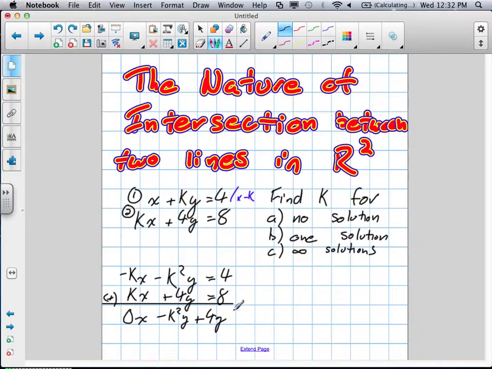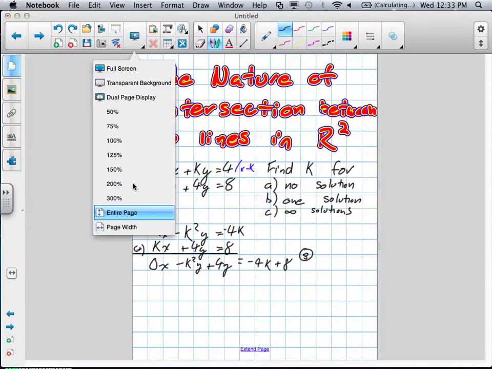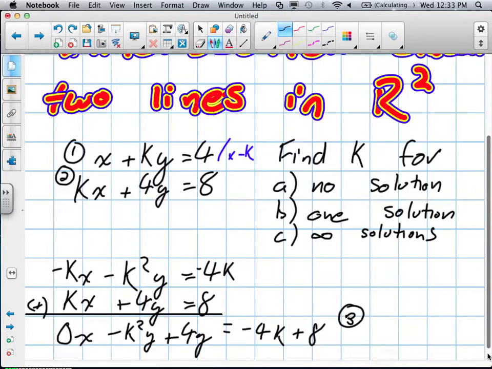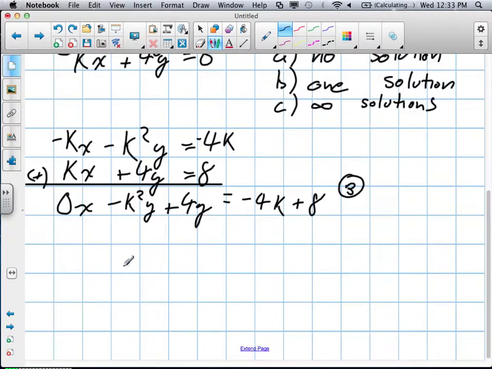And it is going to be equal to, oh, you know what I did forget? This 4 should have been negative 4k. It's going to be equal to negative 4k plus 8. Okay? Because technically we multiplied the entire equation by negative k. So this is our third equation now. And our third equation, without that 0, is going to look like this. Negative k squared y plus 4y is equal to negative 4k plus 8.